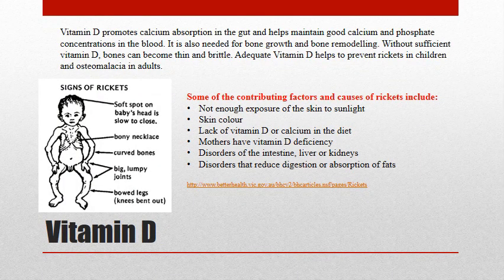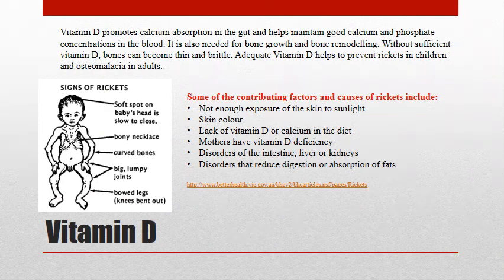Vitamin D plays a huge role in the absorption of calcium. It promotes it in the gut and helps to maintain good calcium and phosphate concentrations in the blood. Vitamin D is also really important for bone growth and to remodel the bone. When you don't have enough vitamin D, bones become thin and brittle. In children, there's a disease called rickets, which used to be really common. Have a look at the picture there.